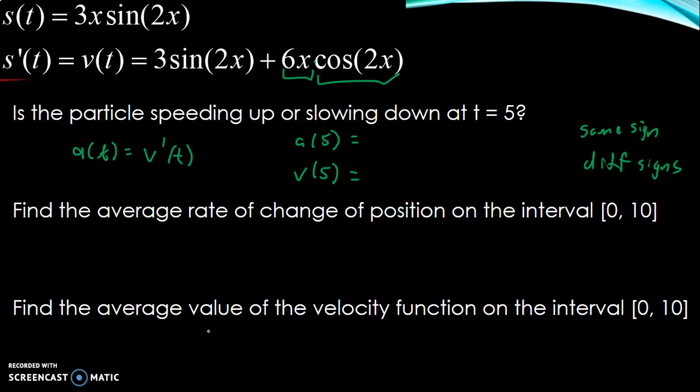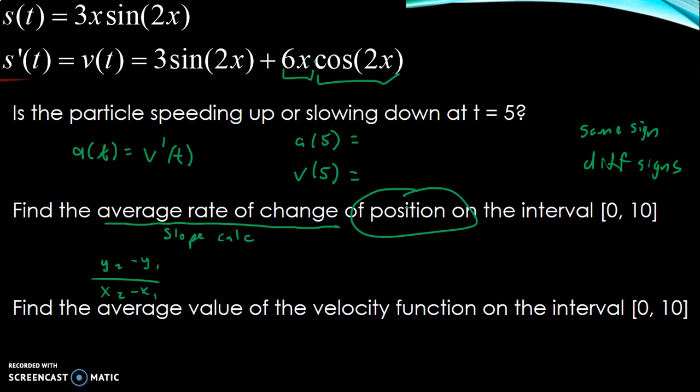These other two are just kind of random topics that I wanted to tie in here. So, average rate of change versus average value. Whenever you see average rate of change, that's a slope calculation. So y2 minus y1 over x2 minus x1. And you do the slope calculation on whatever function they give you. So don't take the derivative first.